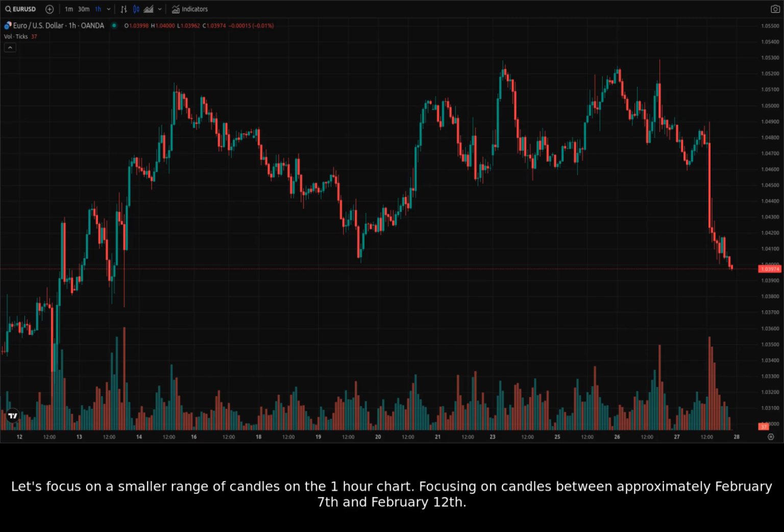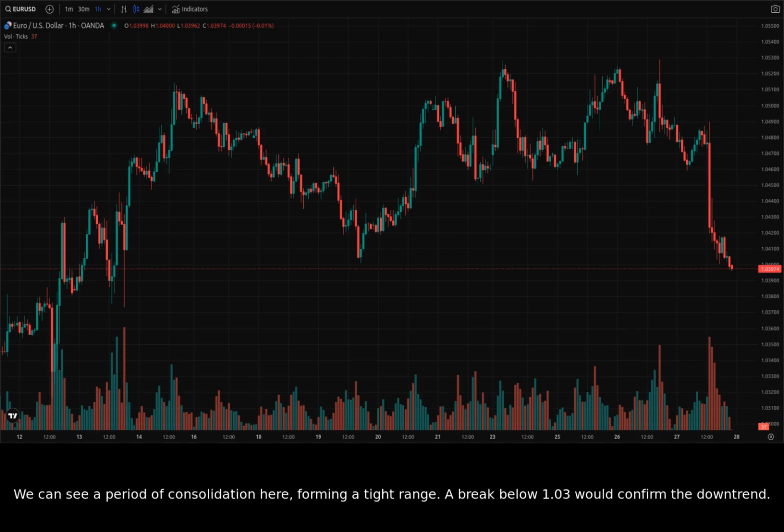Let's focus on a smaller range of candles on the 1-hour chart. Focusing on candles between approximately February 7th and February 12th, we can see a period of consolidation here, forming a tight range. A break below 1.03 would confirm the downtrend.